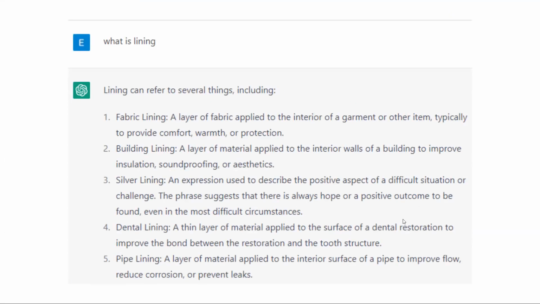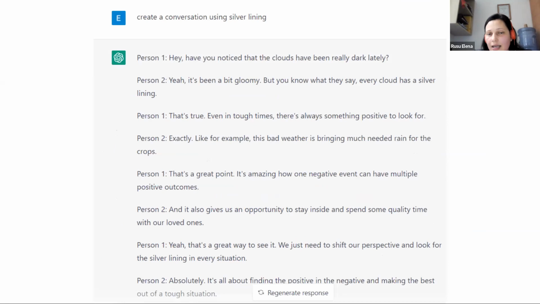What is lining was the first prompt that I was looking for. And I brought the definition to my students, explaining to them what it means: a fabric lining, building lining, silver lining, dental lining, pipe lining. Then I asked myself, what else can I bring?